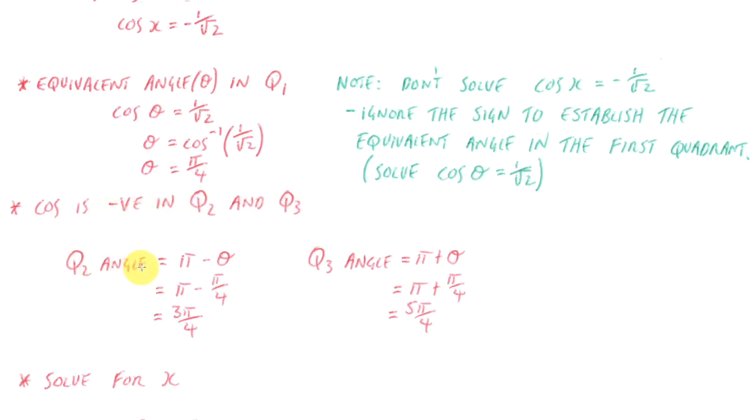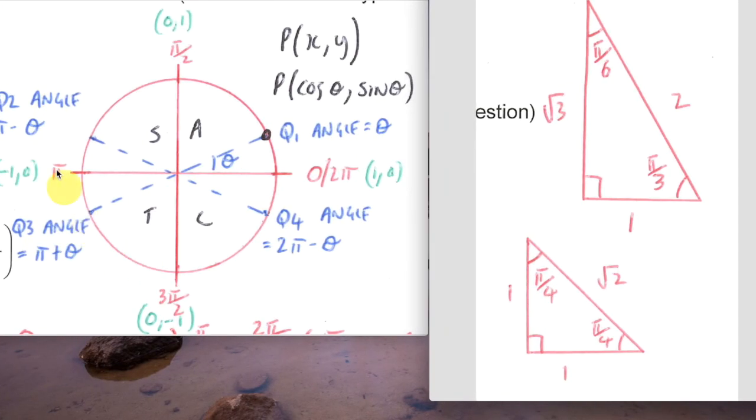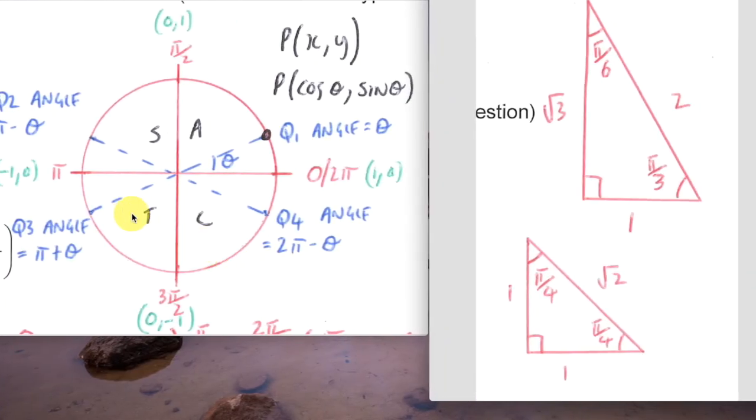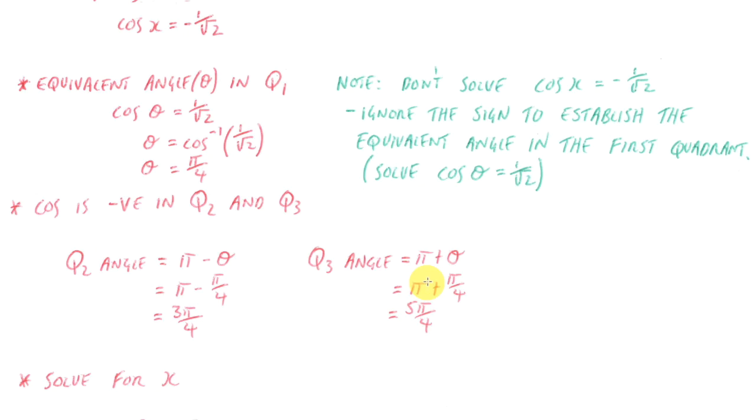Our quadrant 2 angle, from this information, so we're in quadrant 2, will equal pi minus theta. So that's where we have that. The quadrant 3 angle, so here we are in quadrant 3, will start from pi and will rotate through another theta. So the quadrant 3 angle is pi plus theta. And that's shown here.